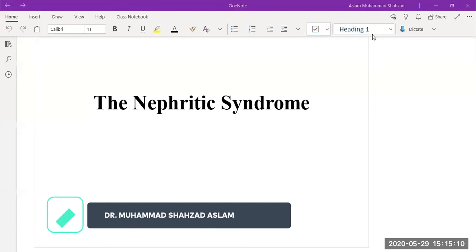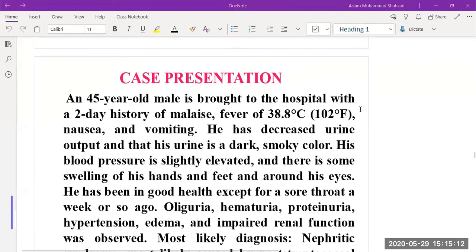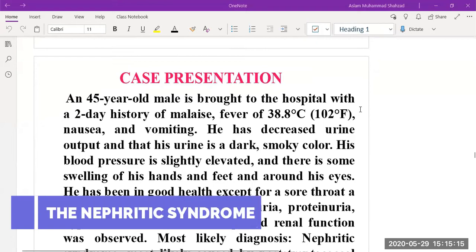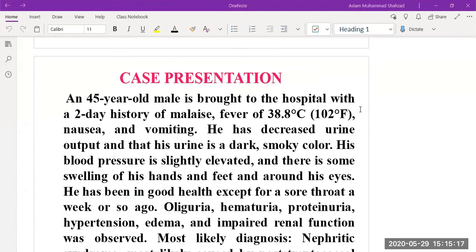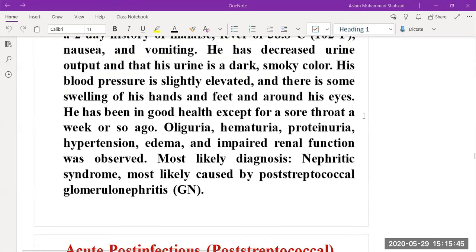Today we are going to discuss nephritic syndrome, and I'm presenting the case of a 45-year-old male. He is brought to the hospital with a 2-day history of malaise, fever of 38.8 centigrade, nausea and vomiting. He has decreased urine output and his urine is a dark smoky color. His blood pressure is slightly elevated and there is some swelling on his hands and feet and around his eyes. He has been in good health except for a sore throat a week or so ago.